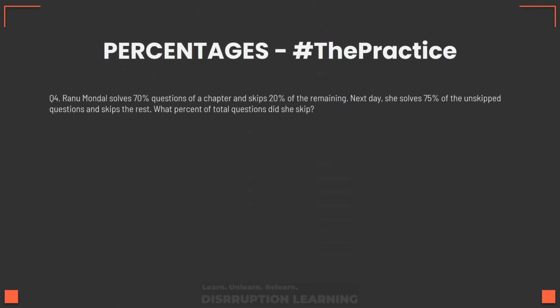Ranu Mandal solves 70% of questions of a chapter and skips 20% of the remaining, okay. Next day, she solves 75% of the unskipped questions and skips the rest. Okay. What percent of total questions did she skip? Okay. Now, we have to be careful.